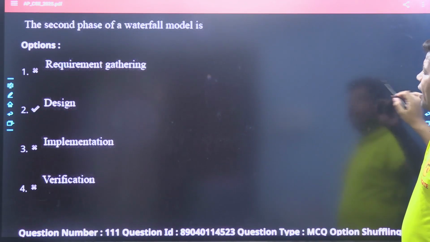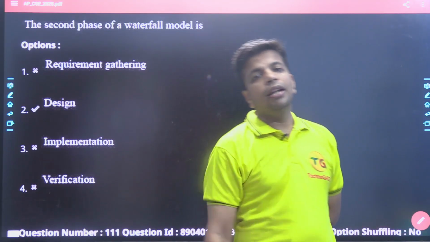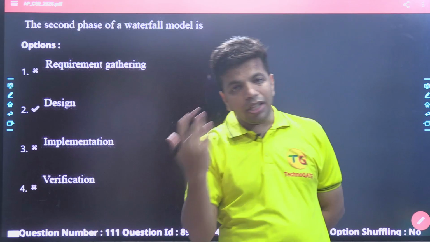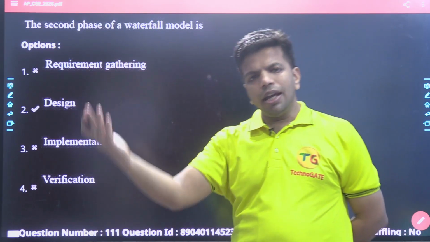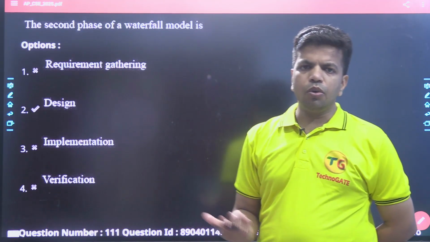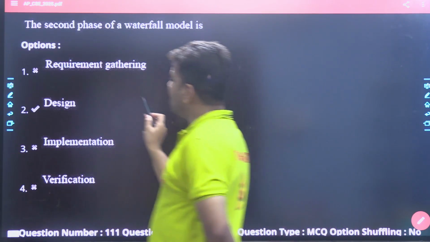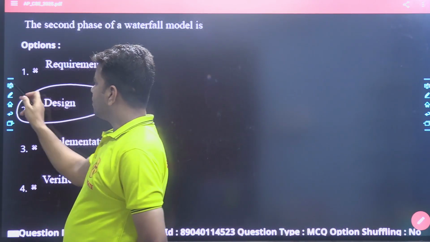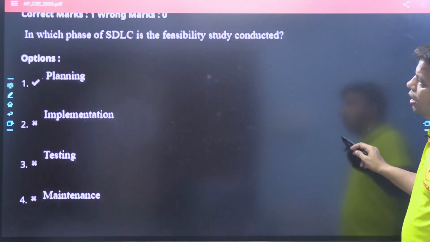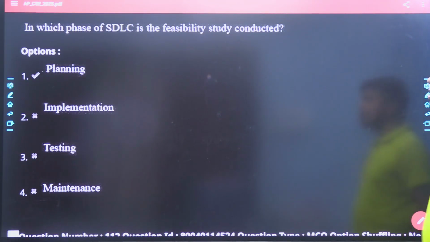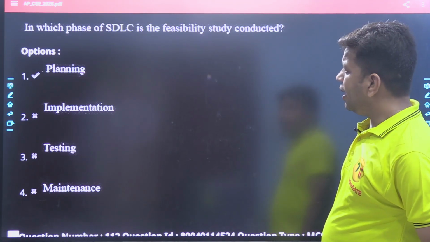The second phase of the waterfall model. Definitely we know that first of all we need to gather the requirements, and then you need to design, and then there is implementation, and after the implementation you need to do verification and the other things. So first of all you need to gather the requirements, then you need to design. So design is the second phase of the waterfall model. Let's see, in which phase of SDLC is the feasibility study conducted?